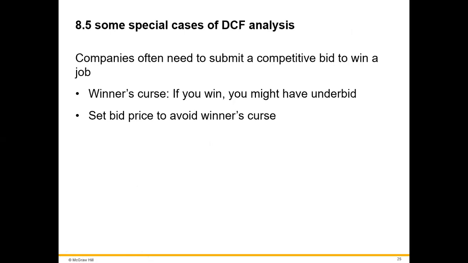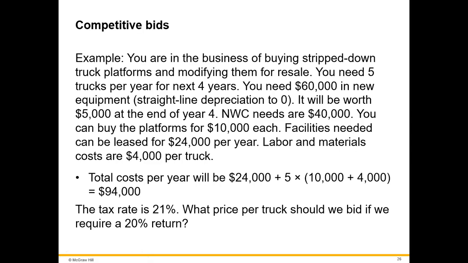In some cases we have special situations. Companies often need to submit a competitive bid to win a job. And there's something called the winner's curse. They say if you win, you probably have underbid the job. So we want to bid our jobs to avoid this type of curse. We have to look at incremental cash flows, but we really have to determine the proper charge for the project. So let's take a look at an example.